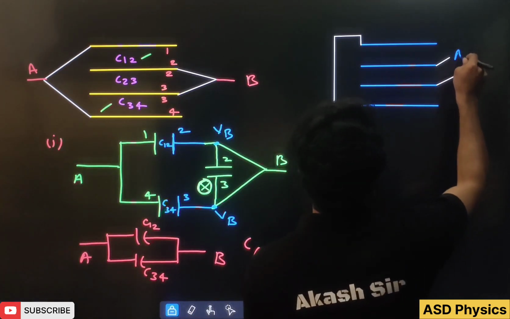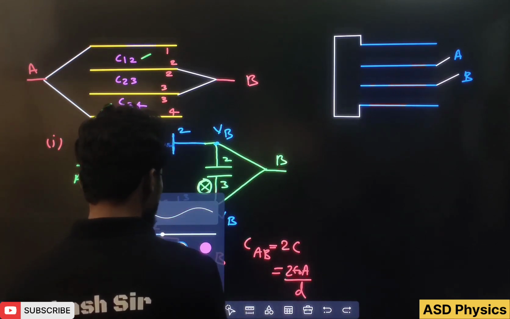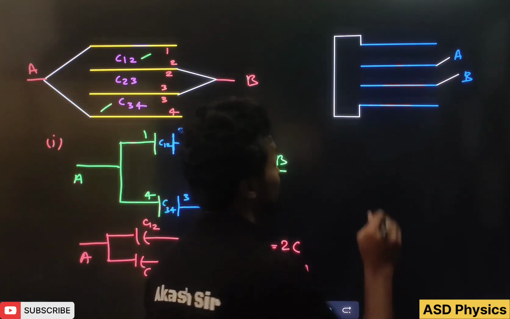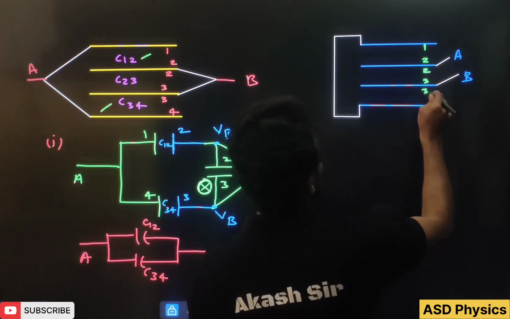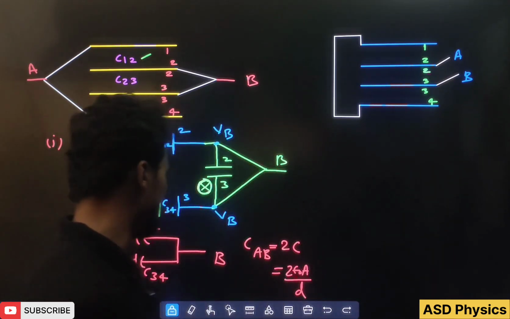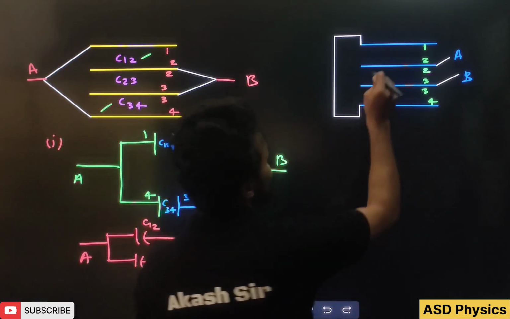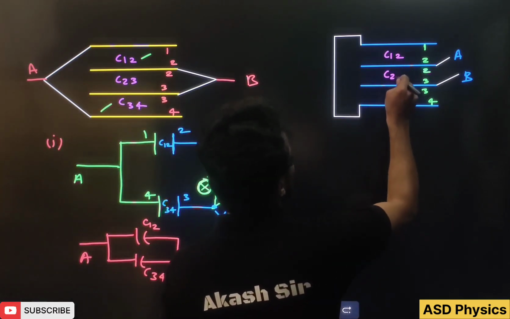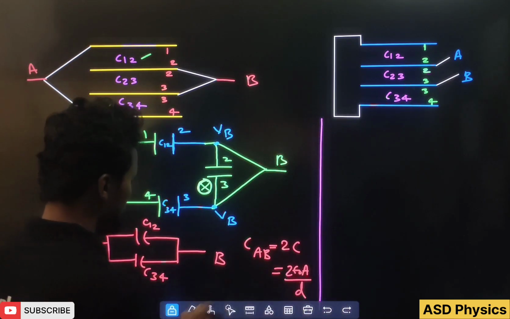See, this is A, this is B. And what is there? Some plates are shorted also, but let me first write the numbers. See, 1, 2, 2, 3, 3 and 4. 4 plates. How many capacitors? See here please, C12 here, C23 here, C34. Okay, and now we are going to see this side.